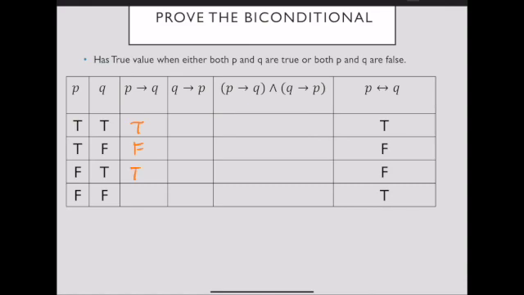Now let's take a look at this again for Q. True implies true is true. False implies true is true. True implies false is false. And false implies false is true. So now I want to know and. This is only true if both of them are true. So I have true, true, false, false, which is the same as our implication for the biconditional.